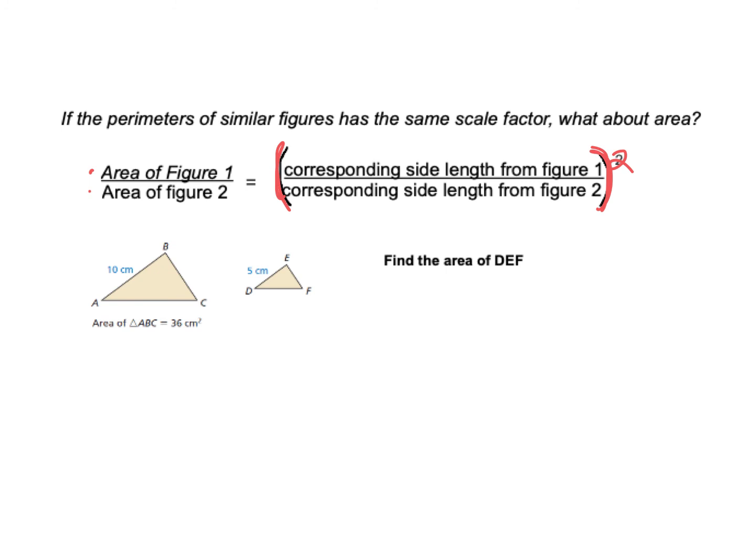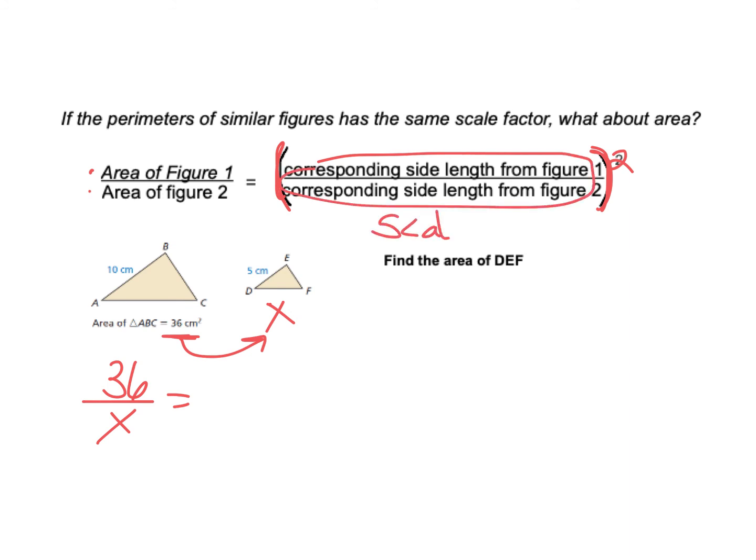So the area of the one on the left, it says, is 36. We don't know the area of the one on the right, so we'll call that x. So our area of figure 1 is 36. Area of figure 2 is x. So we just went 36 over x. And then we need to use our corresponding side length from figure 1. So this right here is our scale factor. So we're just going to square our scale factor. So we're going to have 10 over 5 squared. It's just a little bit of exponent stuff here that we need to remember.